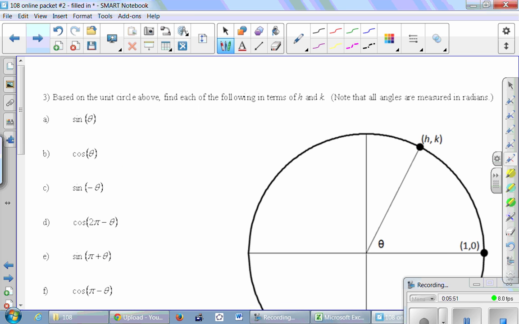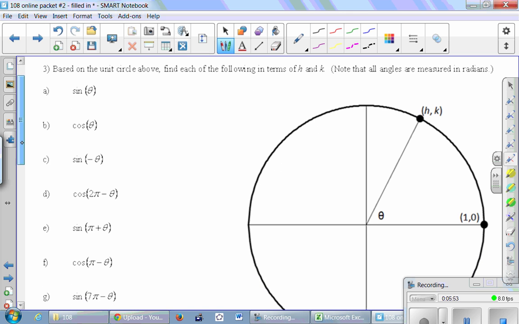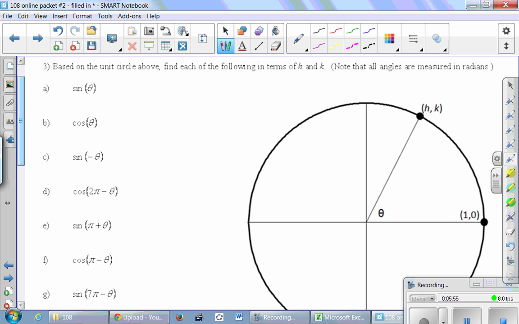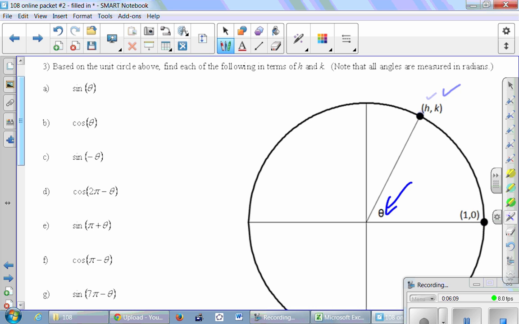Number 3, based on the unit circle above, find each of the following in terms of h and k. Note that all angles are measured in radians. So it's not actually above, but the unit circle is this one pictured right here. So what we're given is a point (h, k) and another point at an arbitrary h and a k, and then a generic named angle over here, theta.